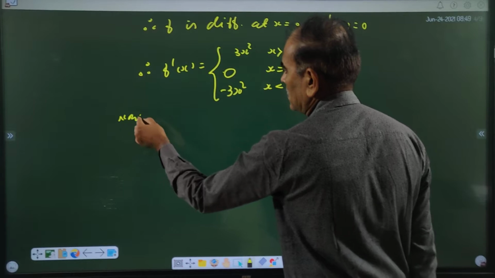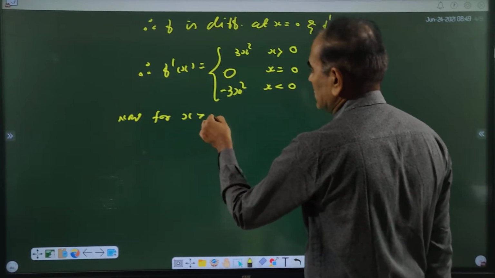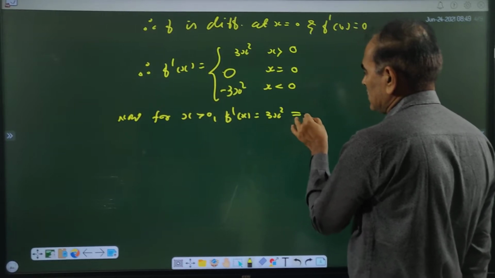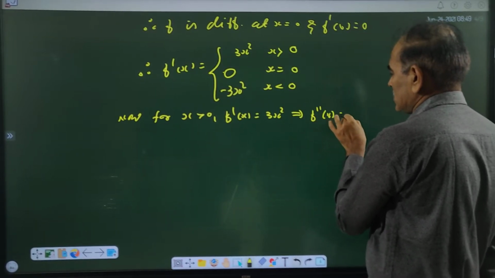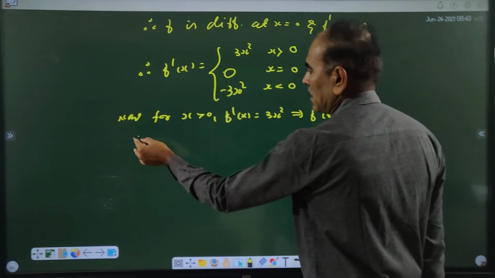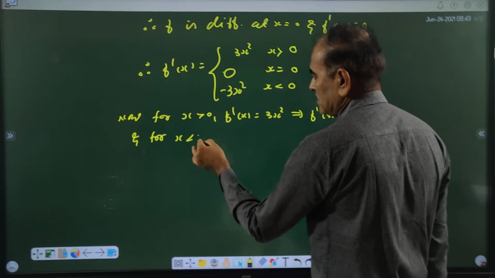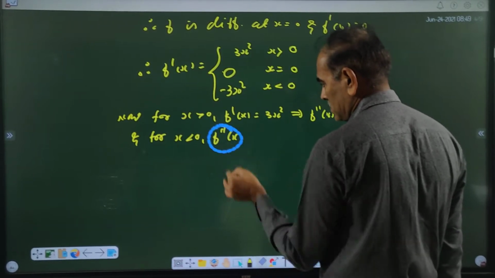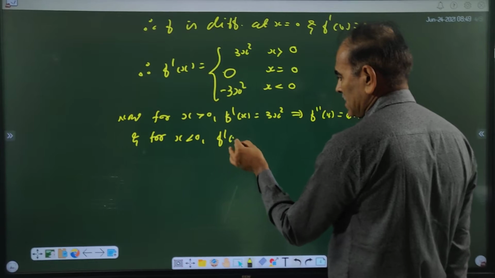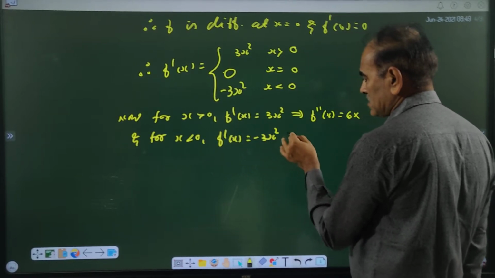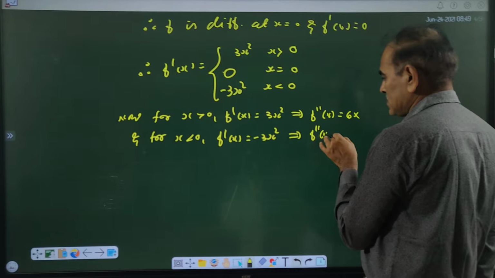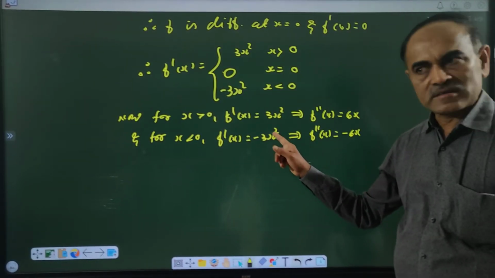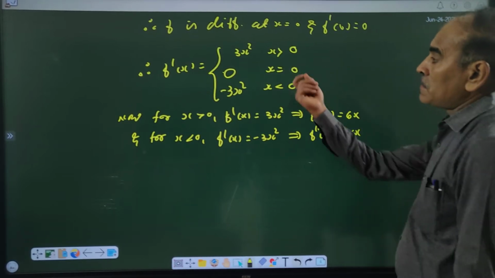Now for x greater than 0, f dash x is equal to 3x square. This implies f double dash x is equal to 6x. And for x less than 0, f dash x is equal to minus 3x square. This implies f double dash x is equal to minus 6x. Why? The derivative of x square is 2x. Now we have to take it at 0.